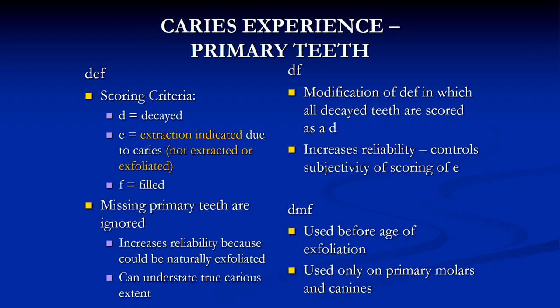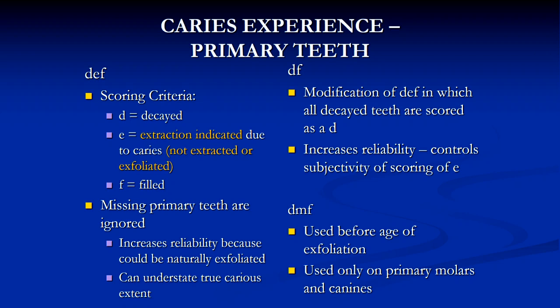There are a couple of different caries indexes or indices that we can use for primary teeth. We can use the DEF or the DF. And usually the DF or the DEF are the two indices that you can utilize for mixed dentitions. So the DEF has the same kind of categories. The D, decayed, means, obviously, an active carious lesion, and the F still means filled.